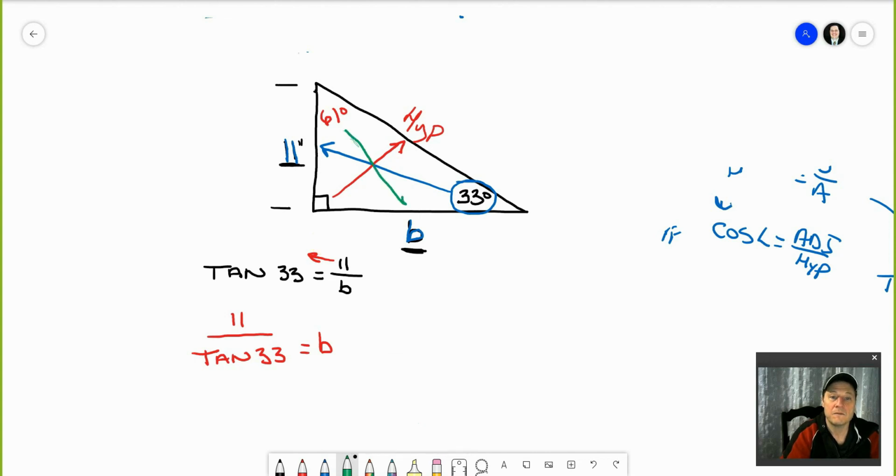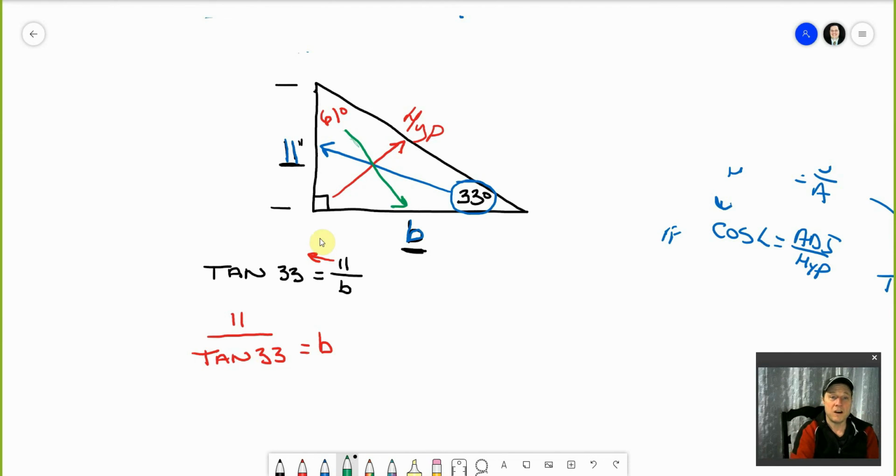The B is now opposite, and 11 is the adjacent. That's it. If everybody heard that, that's 90% of trig right there. That's the big piece of this puzzle. The angle determines what the sides are called.